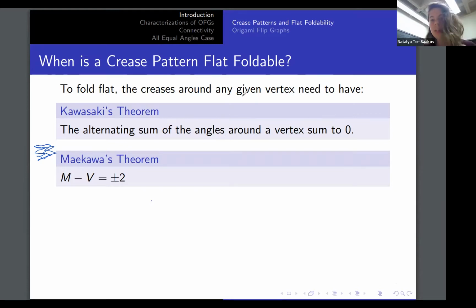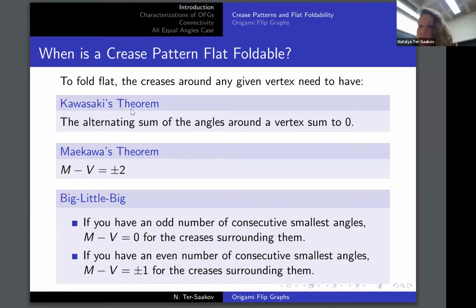Kawasaki's theorem is necessary and sufficient for a given vertex to fold flat. Maekawa's theorem is necessary for mountain valley assignments, and adding in big, little, big makes it also sufficient. Big, little, big says we're going to look at our smallest angle and have rules about how many mountains and valleys you have on those.